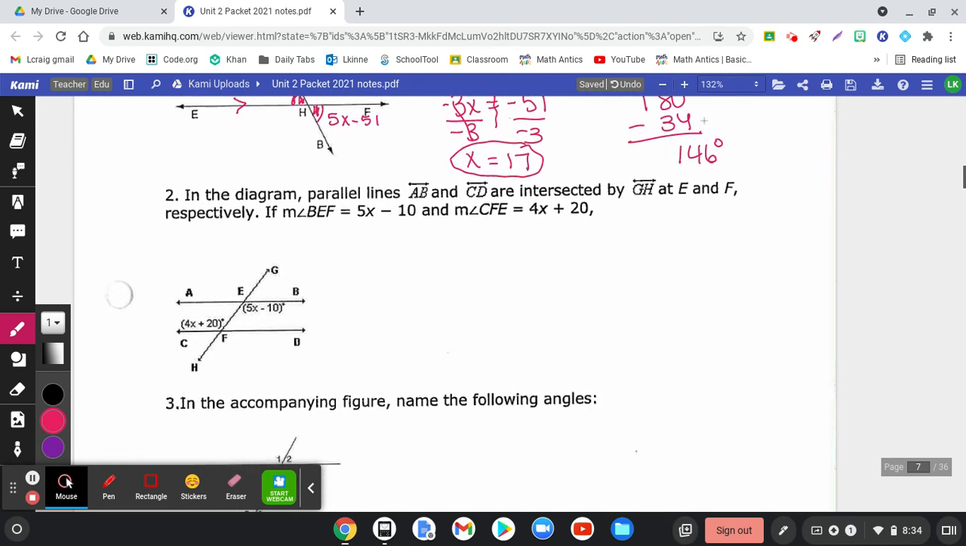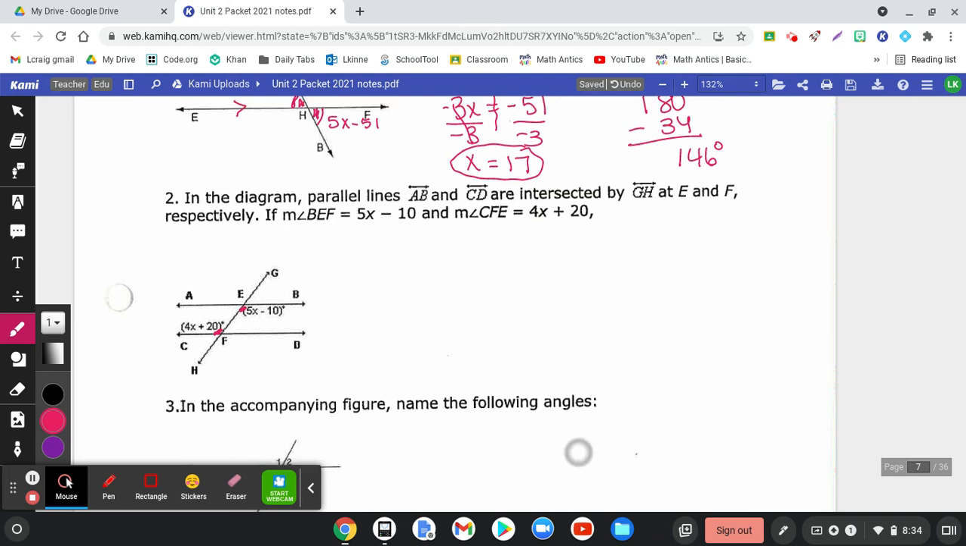Okay, let's move on. The next one, we're dealing with these two angles here. They are both in between the parallel lines, so they're interior, and they are congruent. They're on alternate sides of the transversal. So these are alternate interior angles. I'm abbreviating a bit. And again, look at, they're both obtuse, they're both equal, so we set them equal. 5x minus 10 equals 4x plus 20. And then go from there.